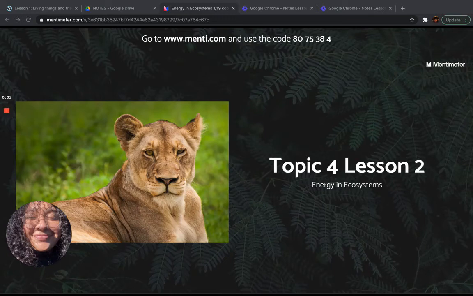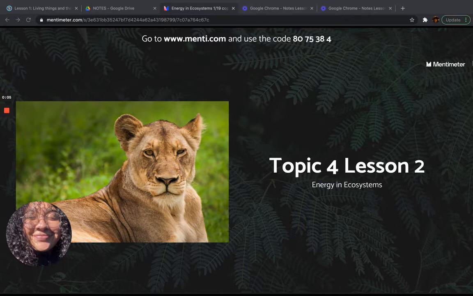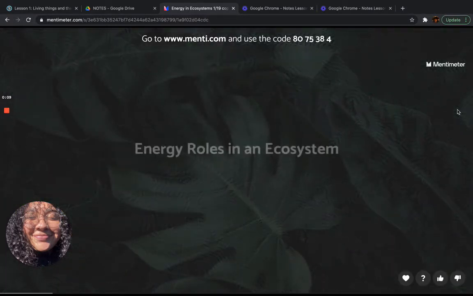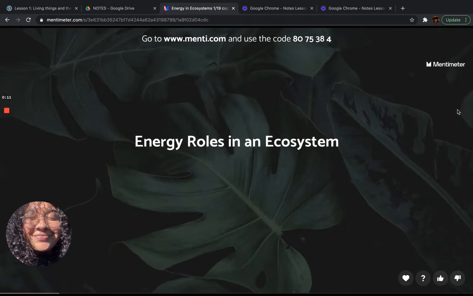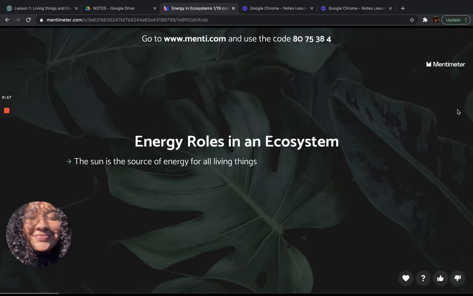All right, let's move on from lesson 1 to lesson 2. This is energy in ecosystems. Okay, so what are the energy roles in an ecosystem? The sun is the source of energy for all living things. So all of our energy comes from the sun.